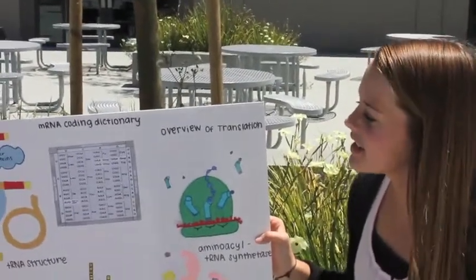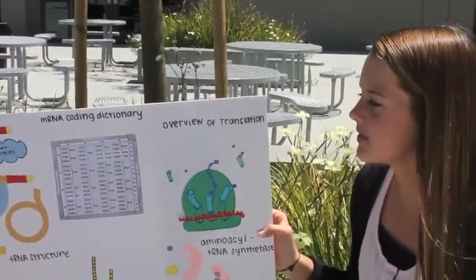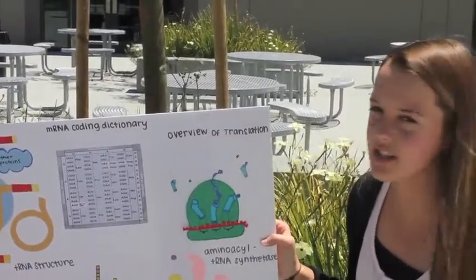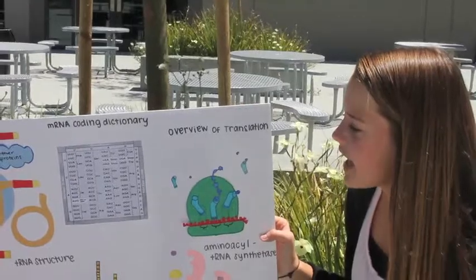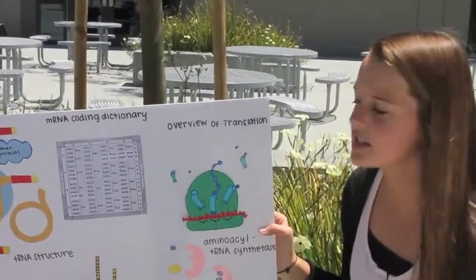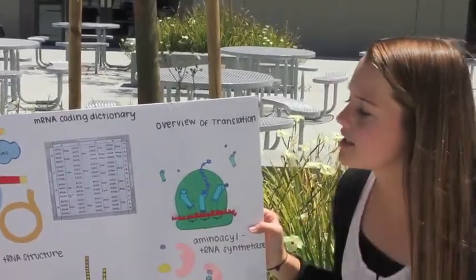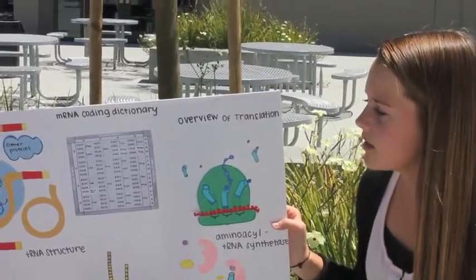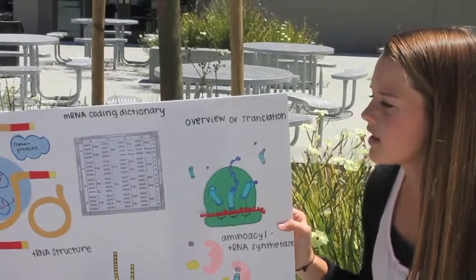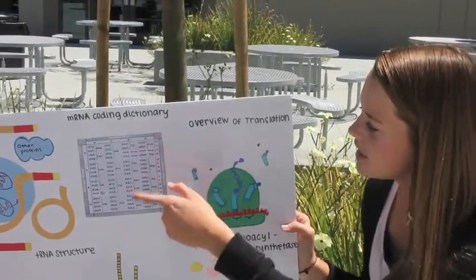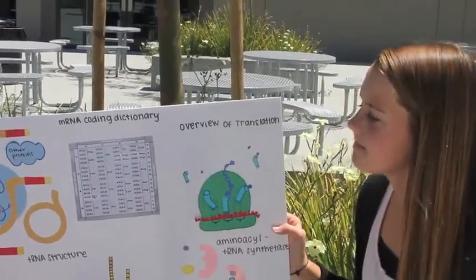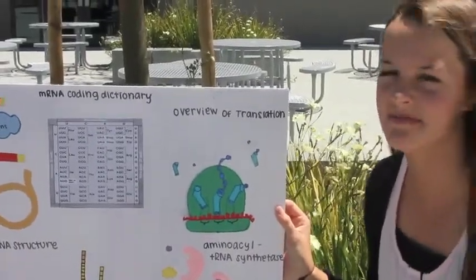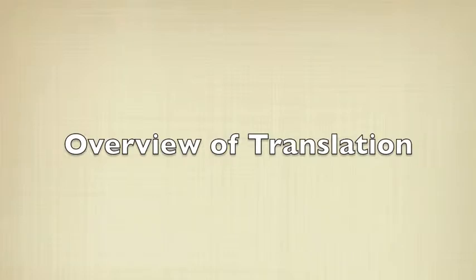The mRNA coding dictionary is used to determine which specific mRNA codon codes for each amino acid. So for example, CGA codes for arginine, and AUG is the start codon, and that codes for methionine. And there are 3 different stop codons, and those are UAA, UAG, and UGA. The 3 stop codons do not code for a specific amino acid.